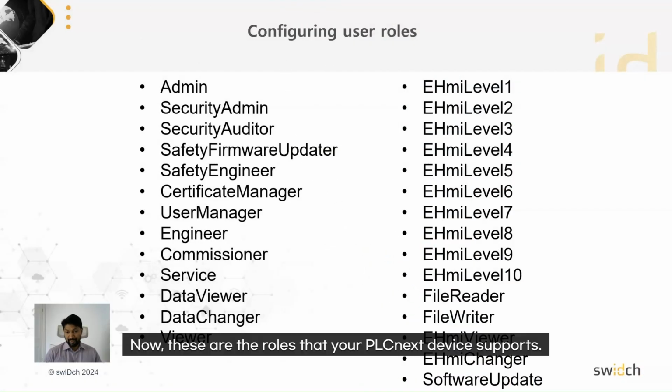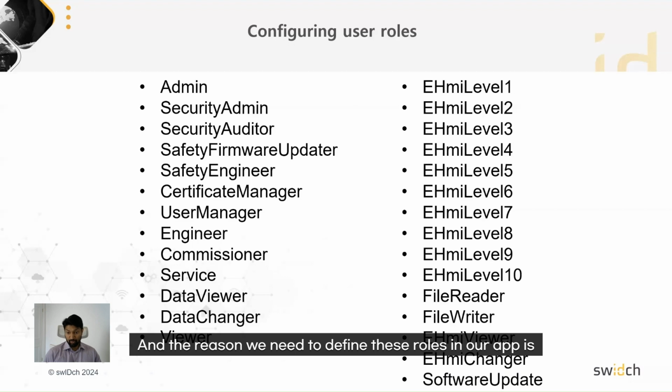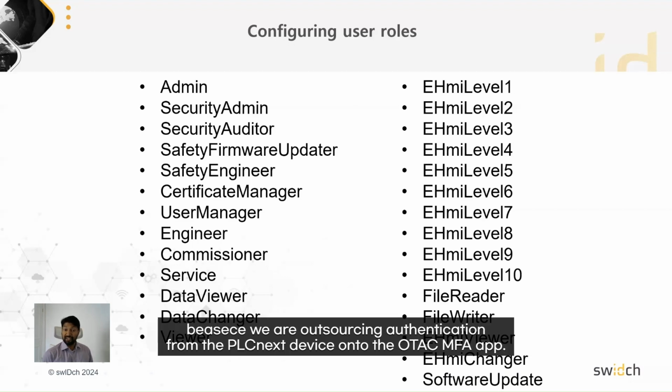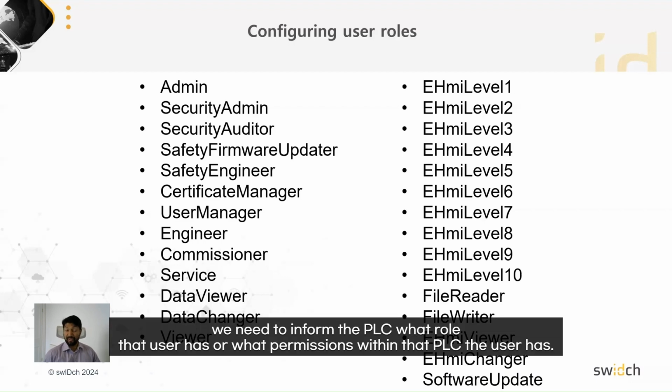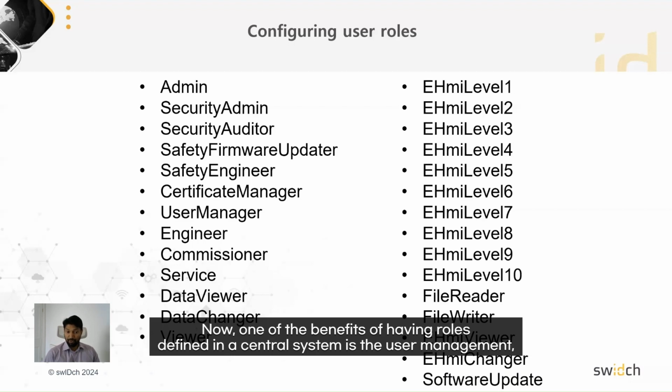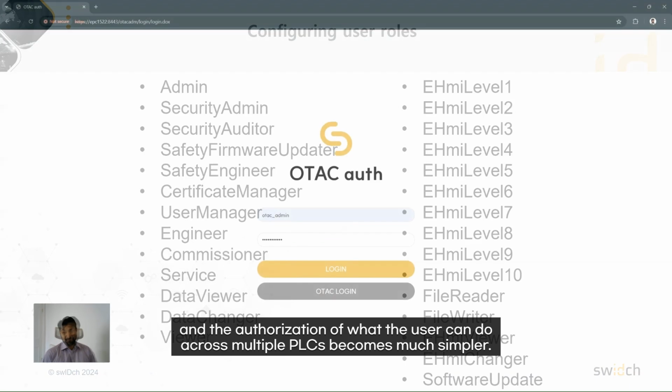Now, these are the roles that your PLCnext device supports. The exact role name might differ depending on the PLC model that you're using. And the reason we need to define these roles in our app is because we're outsourcing the authentication from the PLCnext device onto the OTAC MFA app. And once we have authenticated the user, we need to inform the PLC what role that user has or what permissions within that PLC the user has. Now, one of the benefits of having roles defined in a central system is the user management and the authorization of what the user can do across multiple PLCs becomes a lot simpler.